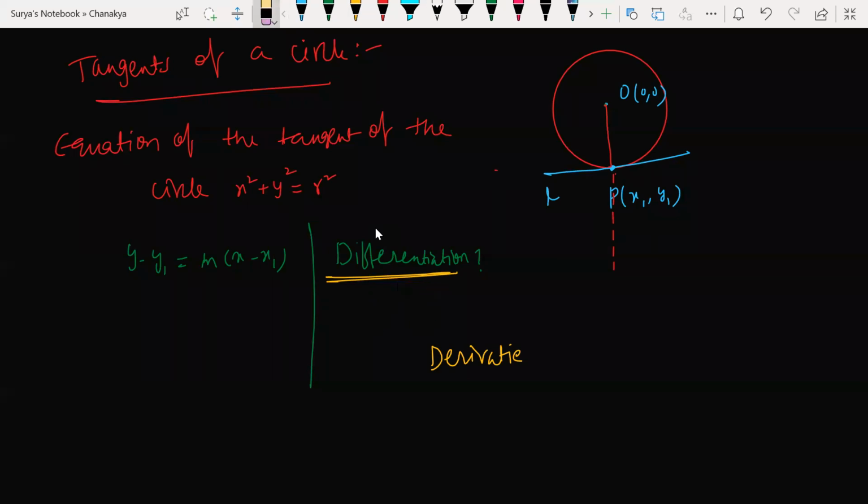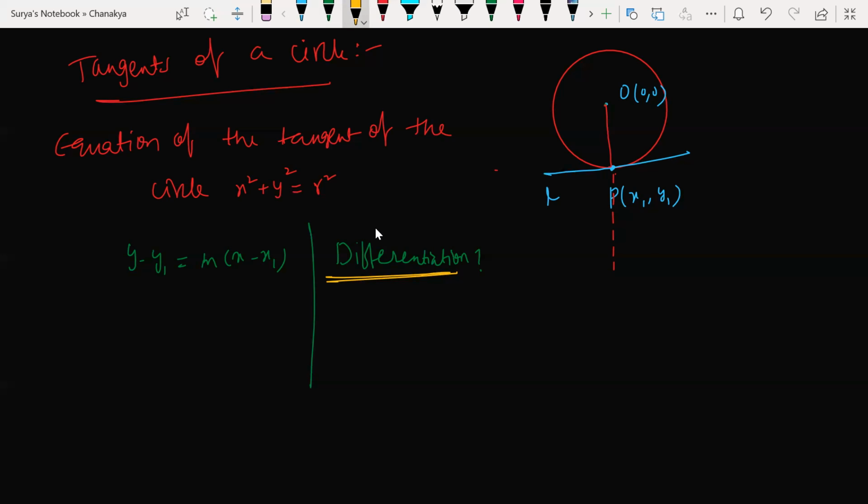Guys, you have learned differentiation, right? Class 11th. Haven't you learned differentiation? Sir, what is the difference between circles and differentiation? Why are you relating both of the chapters here, why are you relating circles with differentiation? Yes, you have to relate. If you know the differentiation concept, it is pretty easy and very useful to find out the slope of the tangent here.